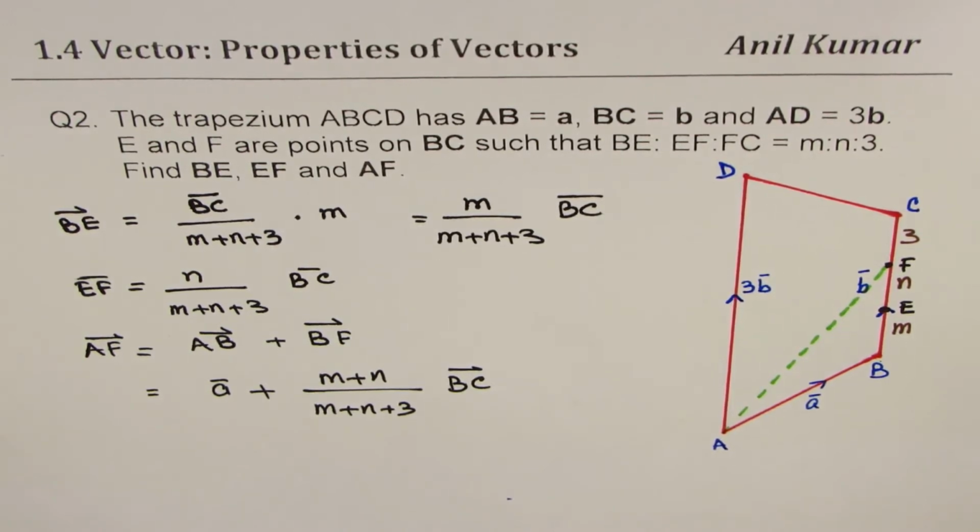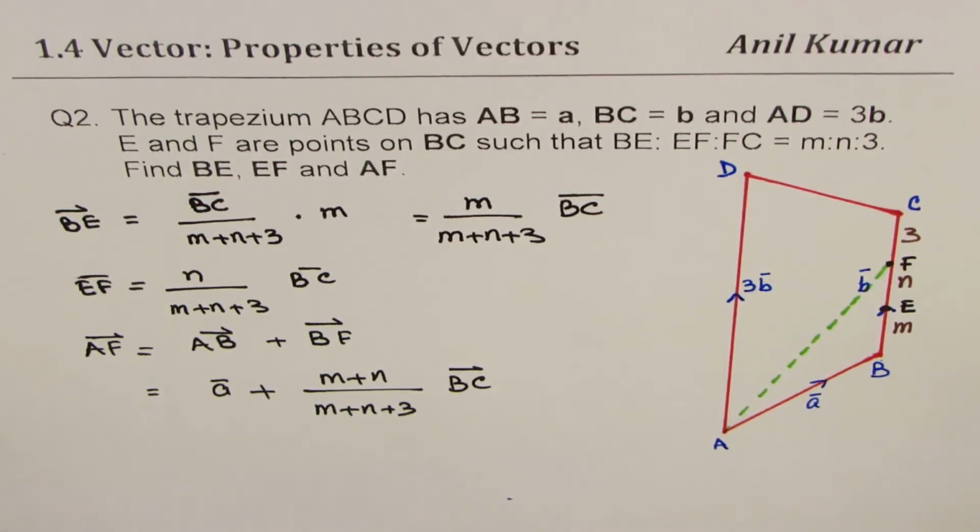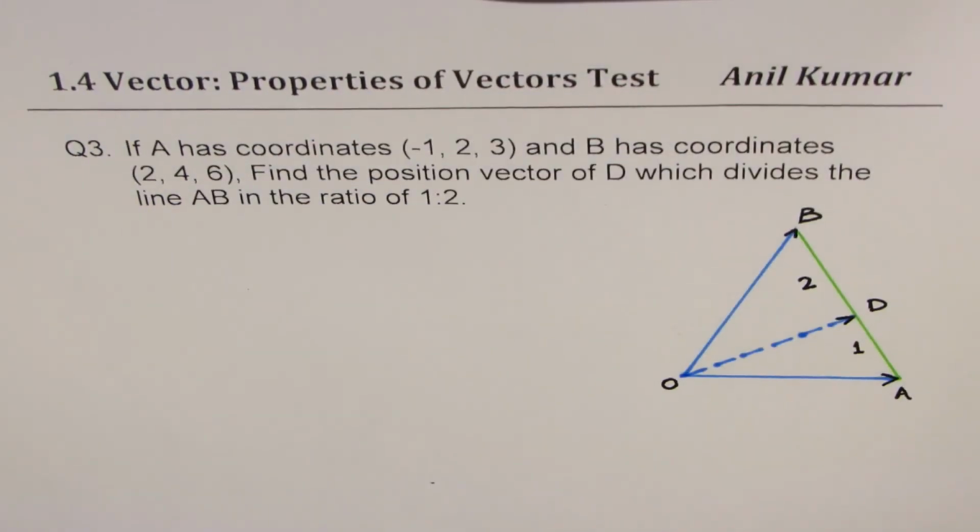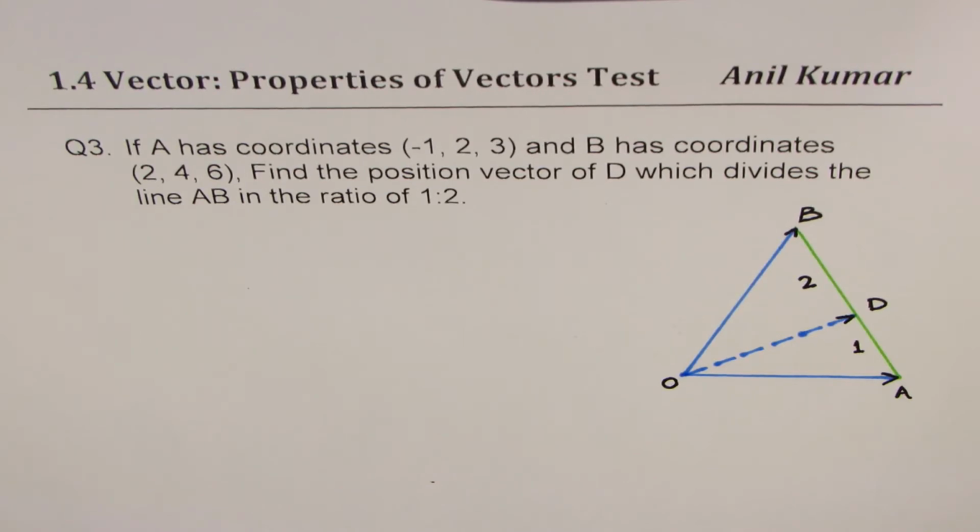So I hope the steps are very clear. We'll also see how we could internally and externally divide vectors in the next section. And there we are going to derive this formula. I hope that makes sense, right? Let's move on to question number 3. Question number 3 is the test question on properties of vectors. I've seen this question many times in test papers. I'd like you to pause the video, answer the question, then look into my suggestions.